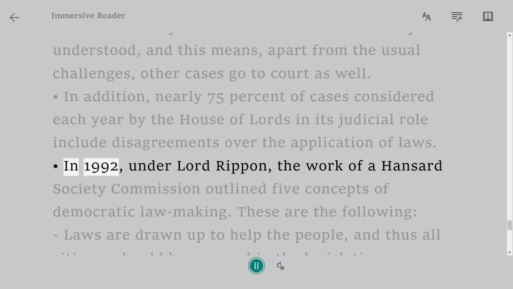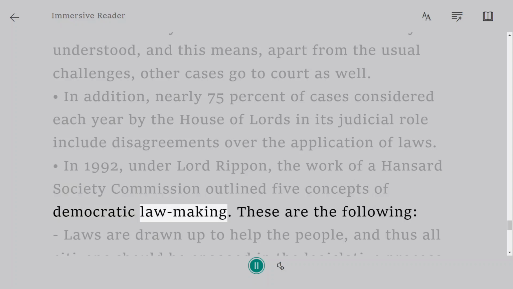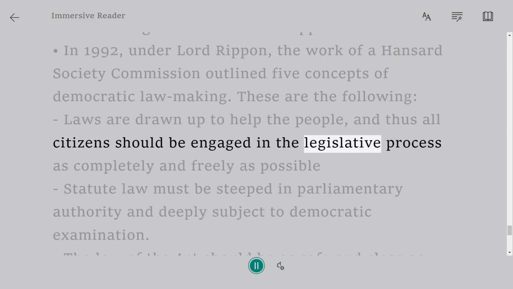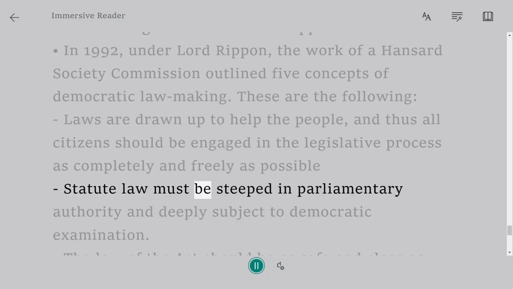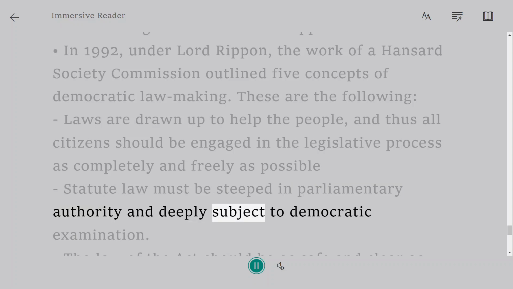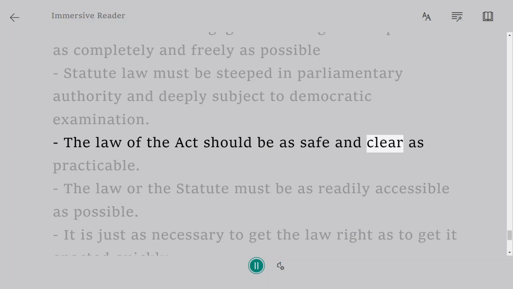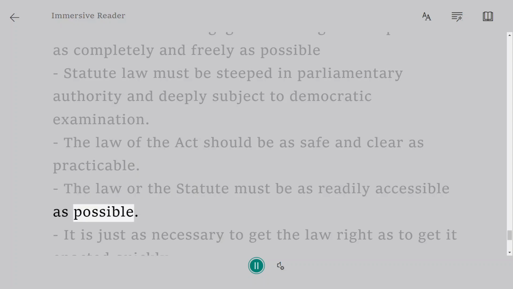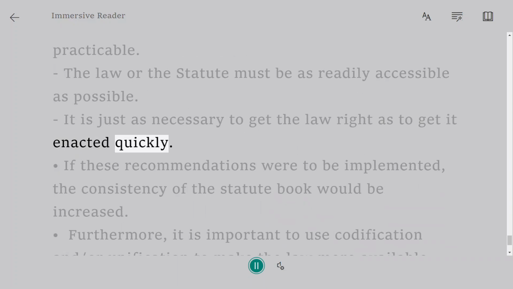In 1992, under Lord Ripon, the work of a Hansard Society Commission outlined 5 concepts of democratic lawmaking. These are the following. Laws are drawn up to help the people, and thus all citizens should be engaged in the legislative process as completely and freely as possible. Statute law must be steeped in parliamentary authority and deeply subject to democratic examination. The law of the Act should be as safe and clear as practicable. The law or the statute must be as readily accessible as possible. It is just as necessary to get the law right as to get it enacted quickly.